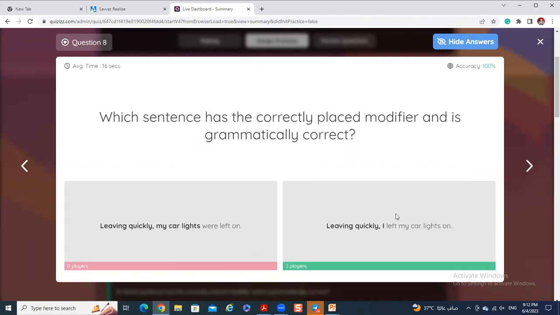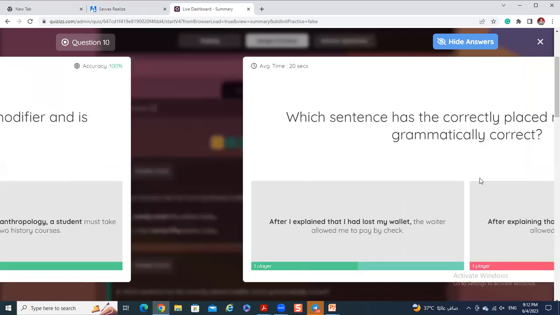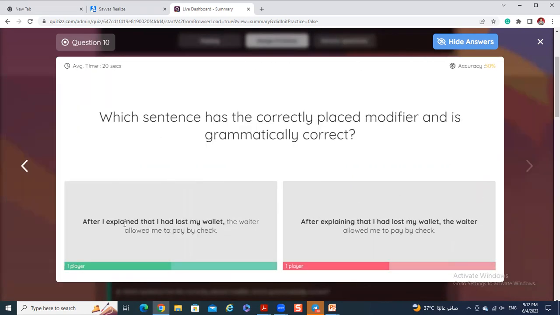Leaving quickly: who is leaving quickly? I, not the lights. To complete a degree in anthropology: who is going to complete it? The student, not the history courses. After I explained that I had lost my wallet, the waiter... So I explained to whom? After, you can find here, I'm the one who explained. Here, explaining that I had lost, who is explaining? No, the waiter, the one explaining. I'm the one who explained for him.